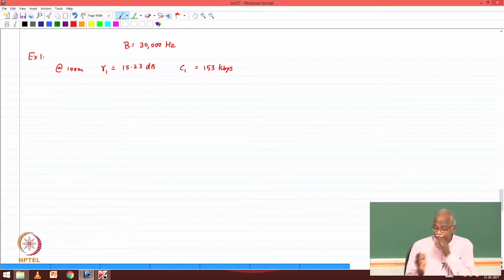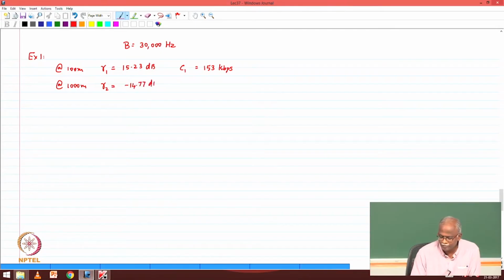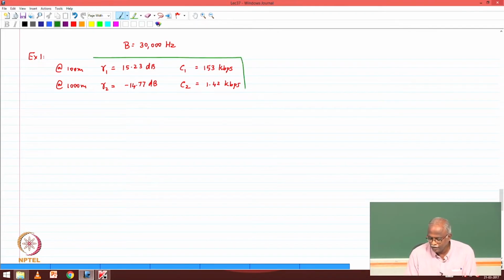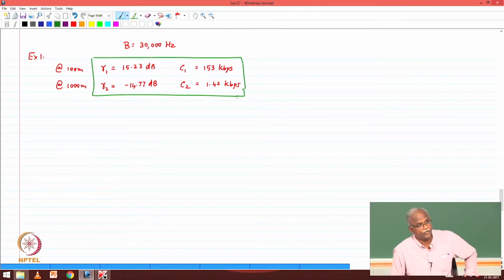Okay, 30 kilohertz. According to Shannon's capacity, you can actually pump 153 kilobits per second through that, but at a distance of 100 meters. For the same channel model, the model itself is not that important. The important thing is the concept that we are taking away from there. The SNR came out to be minus 14.77 dB, and the capacity drastically dropped to 1.42 kbps. Again, the numbers are easy to plug in and substitute, but the most important thing is the observation that SNR plays a very, very important role in the capacity of the channel.